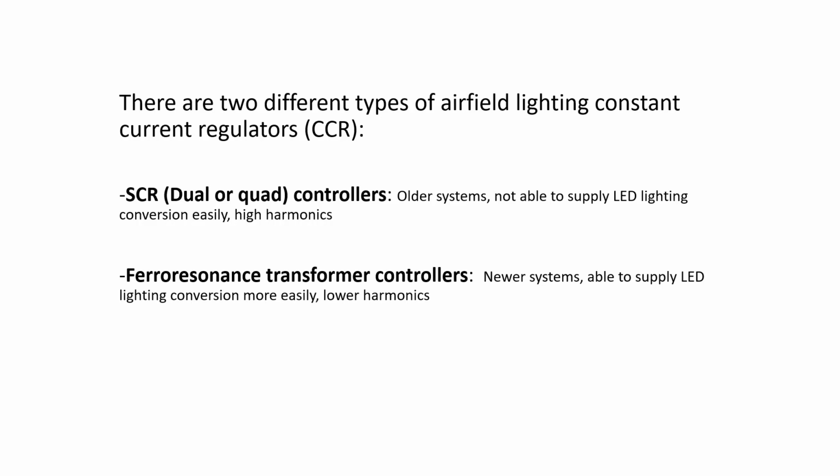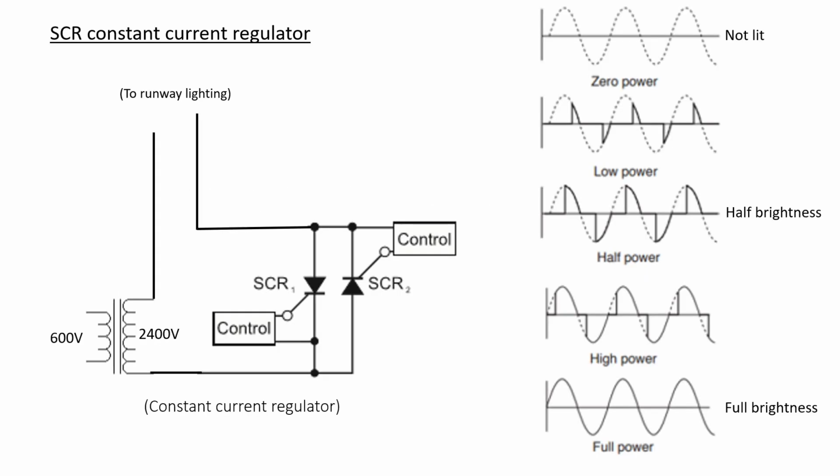So let's take a look at the first one, the SCR controller. An SCR constant current controller is actually doing exactly what you think it is. It is a controlled AC output, single phase, and it's using two SCRs. They're connected inverse parallel, and that means that it can control the rising positive alternation and the dropping negative alternation of a single phase AC sine wave.